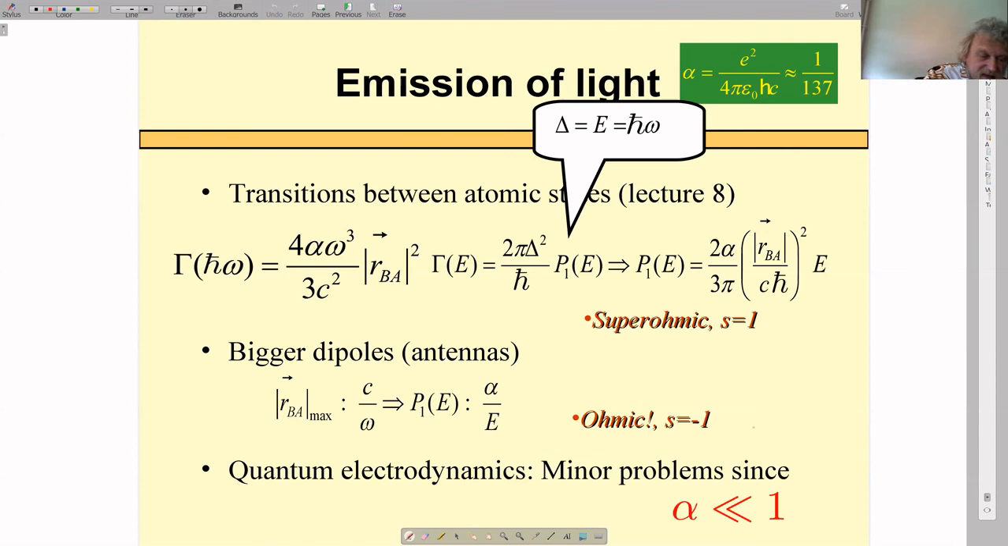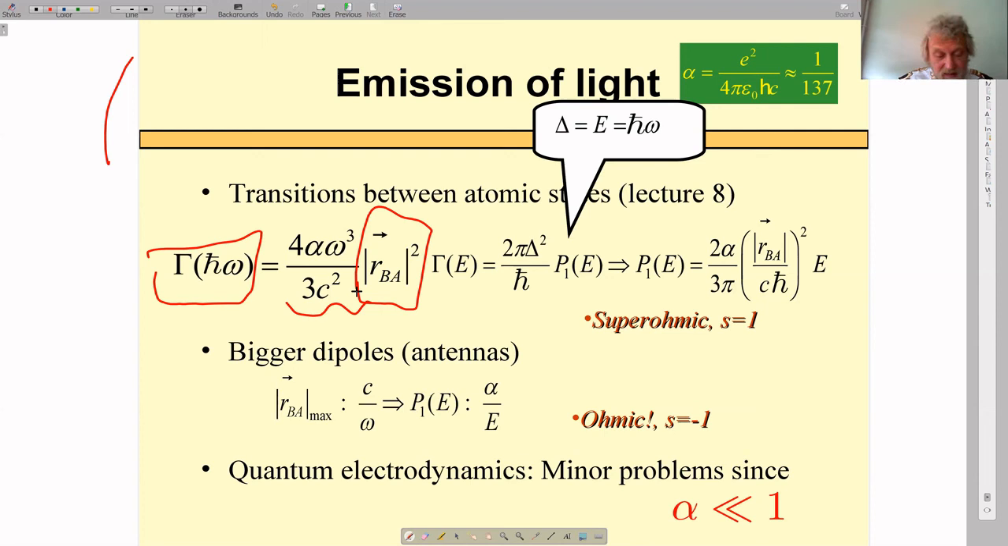Right, so what did we derive several lectures ago? We derived a rate which depended on the energy difference, on frequency, and it contained a dipole element, you remember. So in total, it was proportional to the third power. We look at the classification of environments. That brings us to the super-ohmic case. So dissipation of atoms is pretty much super-ohmic, which means quantum mechanics is preserved there, as we know from numerous applications of atomic physics in quantum sciences.